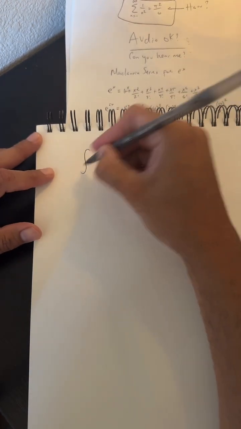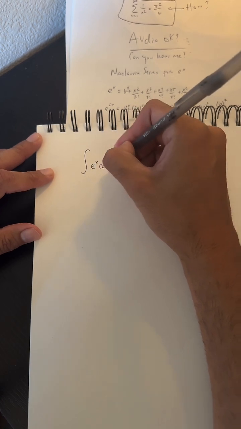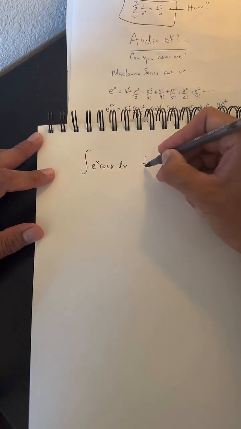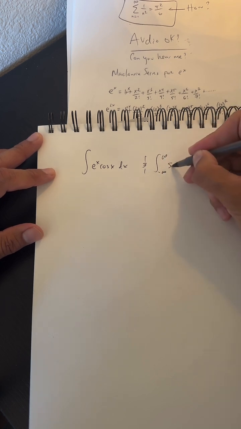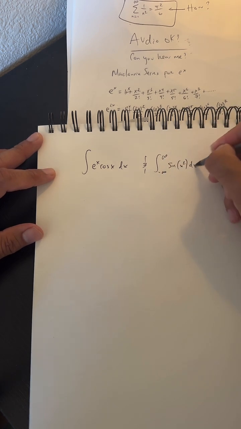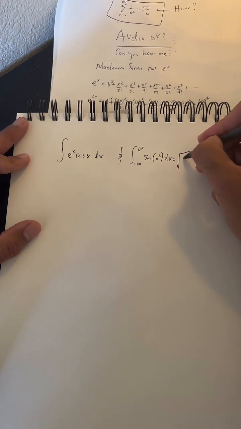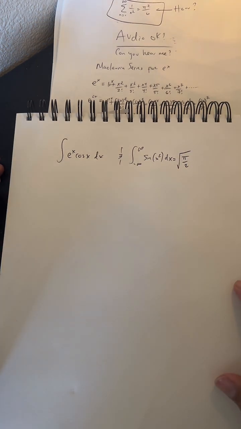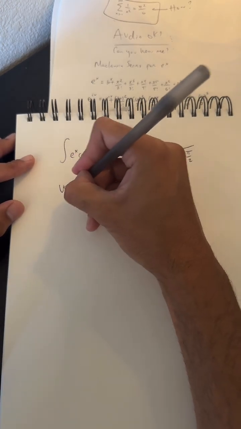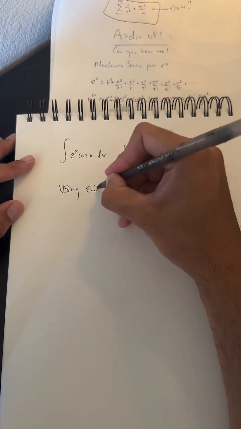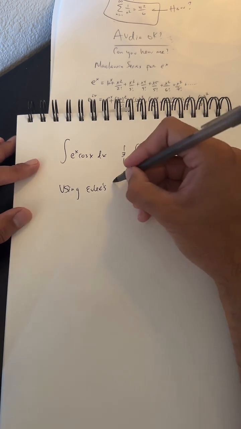So two integrals that I specifically want to solve using Euler's formula: we're going to solve the integral of e to the x cosine of x dx, and we're going to solve the integral from negative infinity to infinity of sine of x squared dx. And we're going to show how this is root pi over 2. Okay, so we're going to go ahead and use the Euler formula to solve this. So I'm going to say using Euler's formula.